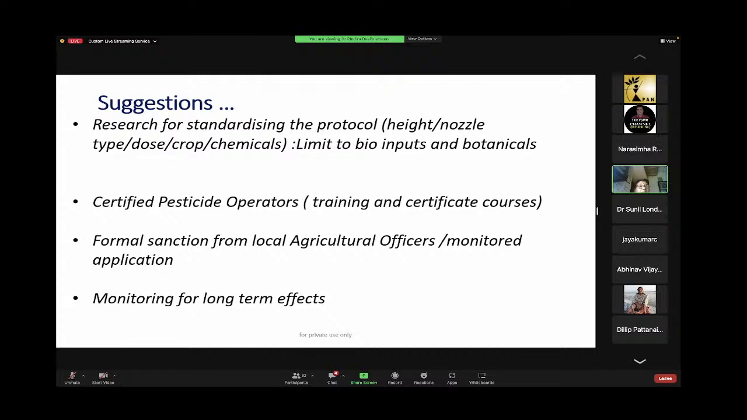And some of these concerns are equally applicable to the existing situation where the whole application is unmonitored. Even some of the concerns which I have raised, still exist when we are using manual operators, manual sprayers. But here the chances of impact can be much more due to the drift factor. Okay, thank you very much.